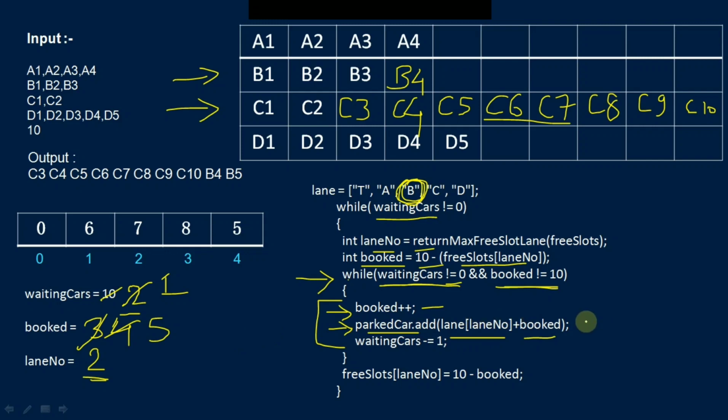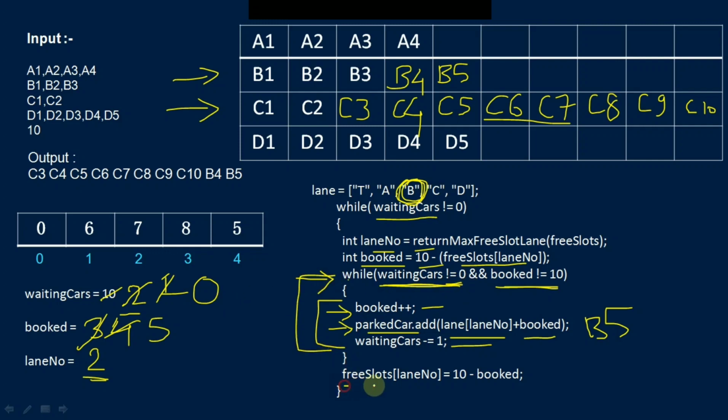And B5. So we will add B5 in parked car. Okay, and we will decrement the value of waiting cars by 1. So it will become 0 now. And we have parked that car at the fifth slot in B lane. Okay. Now it will check while waiting cars not equal to 0. So the condition is false. We will exit from this loop.